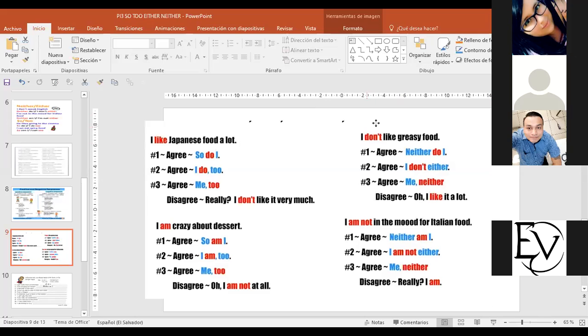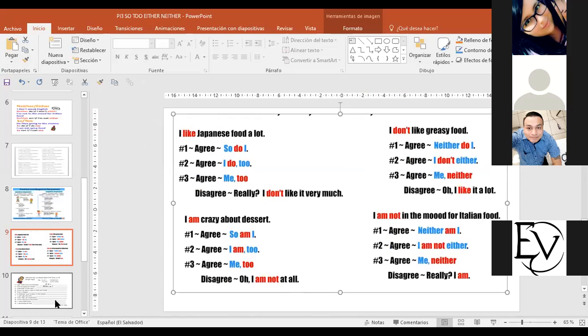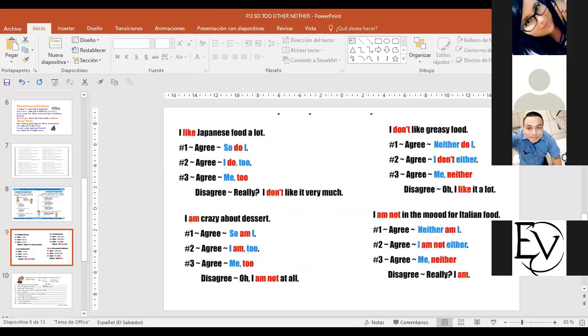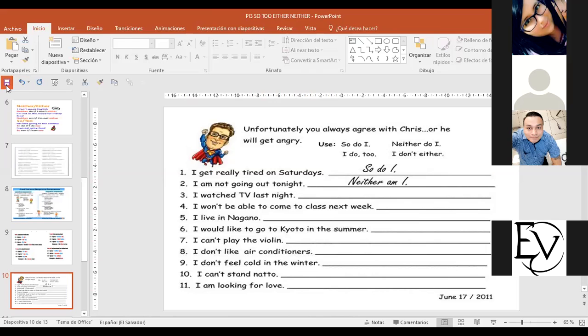Okay, so I'm going to stop the practice here. And I would like to tell you that I will send you this presentation and the last part that we won't be able to complete here because of the time, that you can complete. For example, it says, use so do I, do too, in the case of affirmatives. Neither do I, don't either, if it's a negative. So you have examples 1 and 2 already solved. So I would like to ask you to work from 3 to 11. Para práctica de ustedes, me gustaría que por favor completen de la 3 a la 11 en casita para que sigan practicando. Recuerden que este es un material adicional a la plataforma.